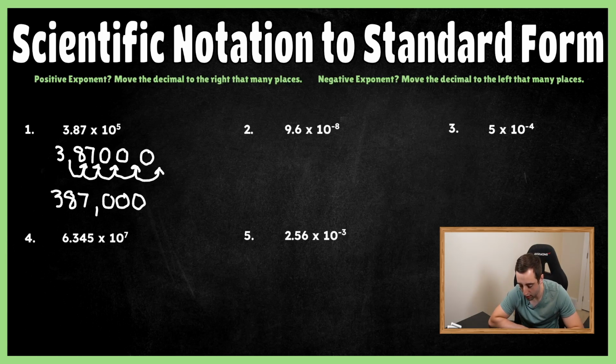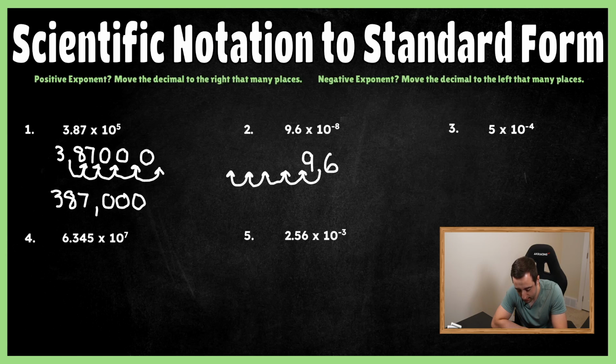Now let's go ahead and make our way over to number 2. We have 9 and 6/10 times 10 to the negative 8th. So because it's a negative exponent, we are going to move 8 place values to the left. So let's go ahead and do that. So we have 9 and 6/10. We're going to move it once to the left, but then we need to move it 7 more times, even though there's no zeros here. So twice, 3 times, 4 times, 5 times, 6 times, 7 times, 8 times, and our decimal point will end up here. And then we just tack on all of those zeros for the other place values.